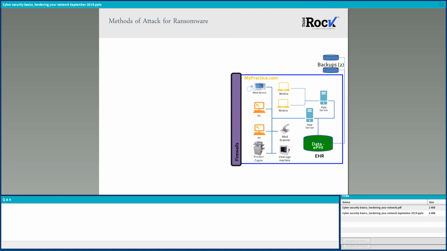So let's talk about how a ransomware or a cyber attack happens. This will give you a little bit better idea of what's involved in the process. Step one is that you possibly click on a link in a phishing email, and when you do that, it provides authorization for them to pass software or malware through the firewall.